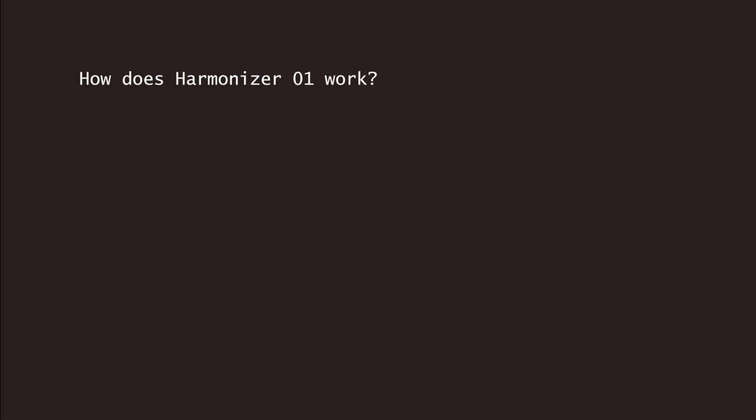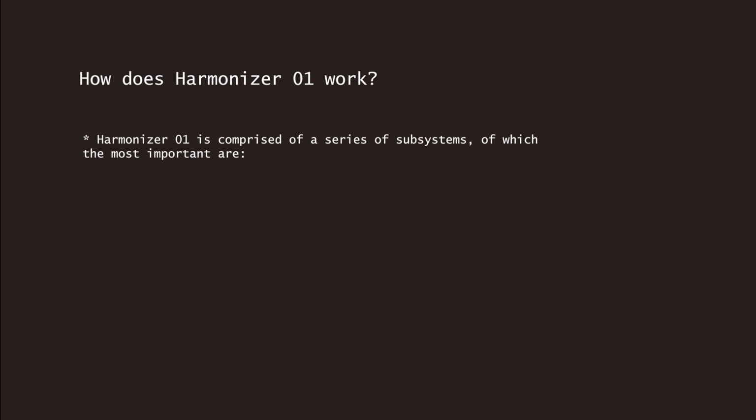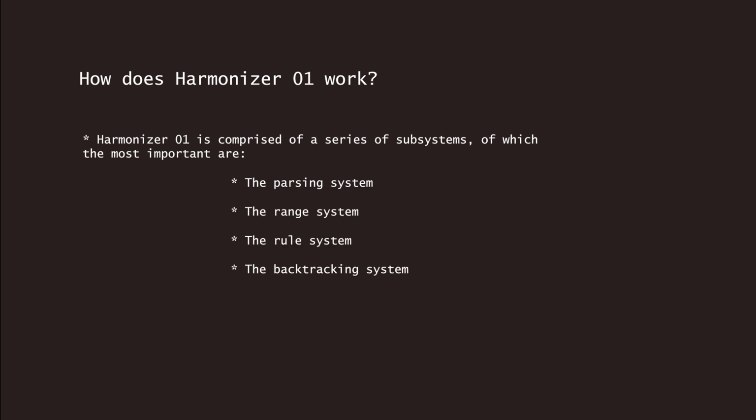How does Harmonizer 01 work? Harmonizer 01 is comprised of a series of subsystems, of which the most important are the parsing system, the range system, the rule system, and the backtracking system. In the next few videos I'll be exploring these systems in detail with the code, but for now let's go briefly through each one of them.